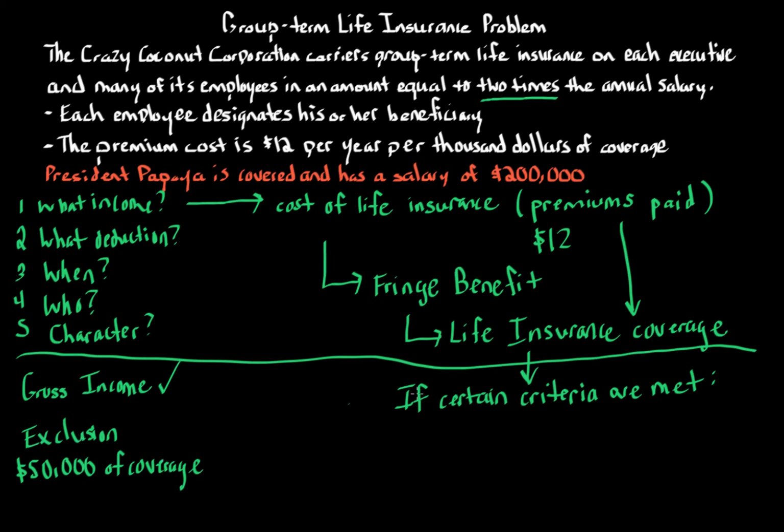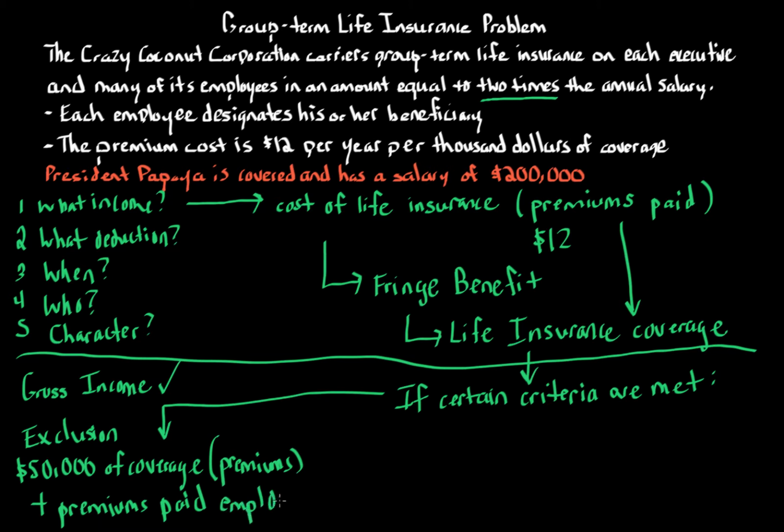So if certain criteria are met, you're allowed to exclude $50,000 of coverage. The premiums on $50,000 of coverage, plus any premiums paid by the employee. So sometimes employers pay a certain portion and the employee covers the rest. Or maybe 50% is covered by the employee, 50% by the employer. Well, the portion paid by the employee is excluded. It's not taxable to the employee. That would make no sense.